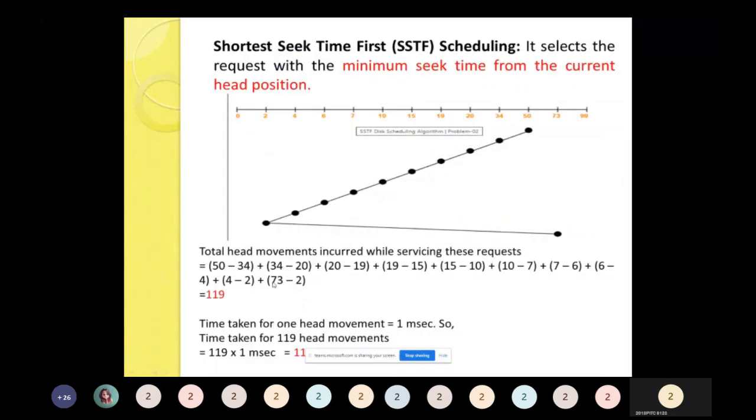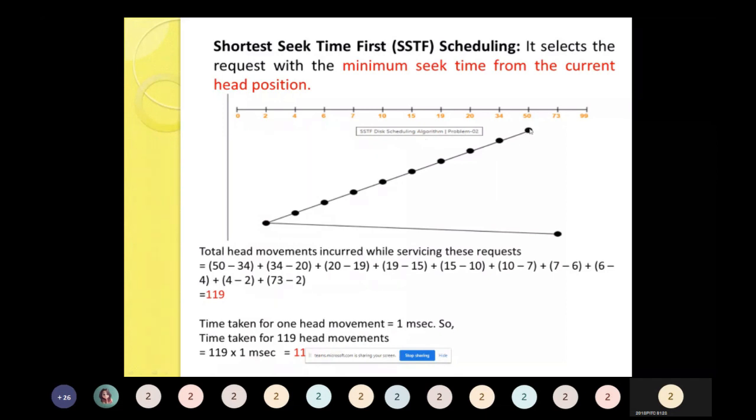First, shortest seek time first scheduling. We already know SSTF selects the request with the minimum seek time from the current position. From the current position it will select the minimum seek time. So what is my current position? 50. Correct.